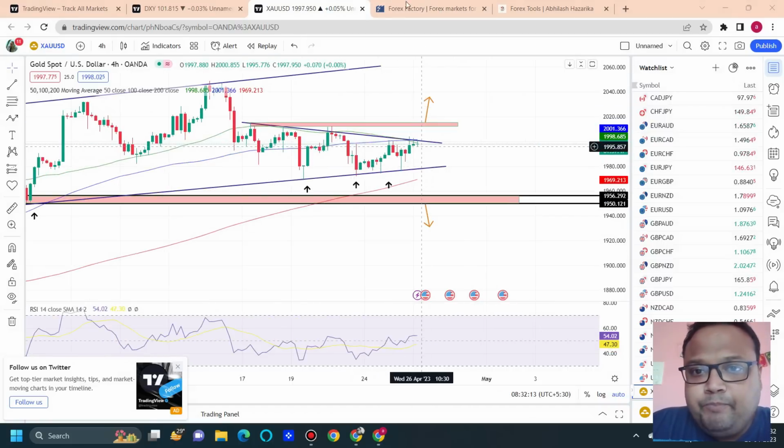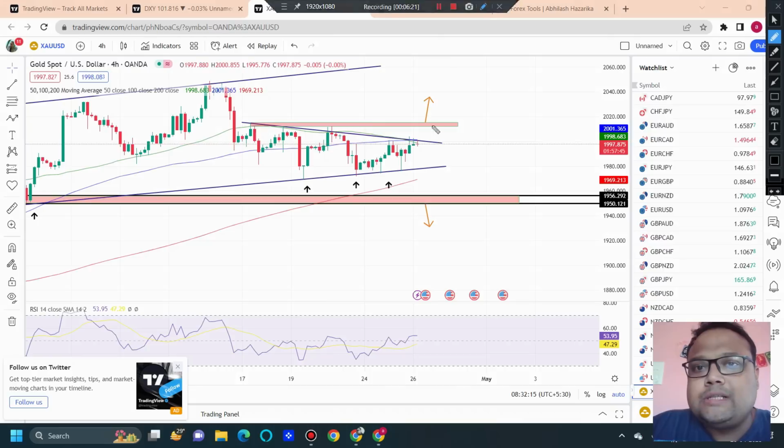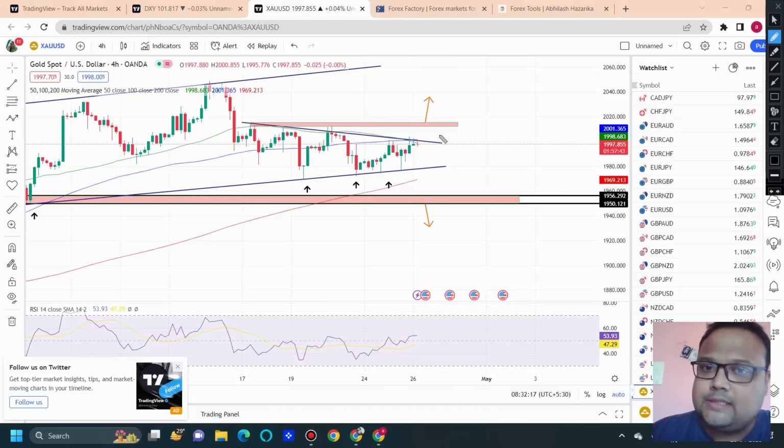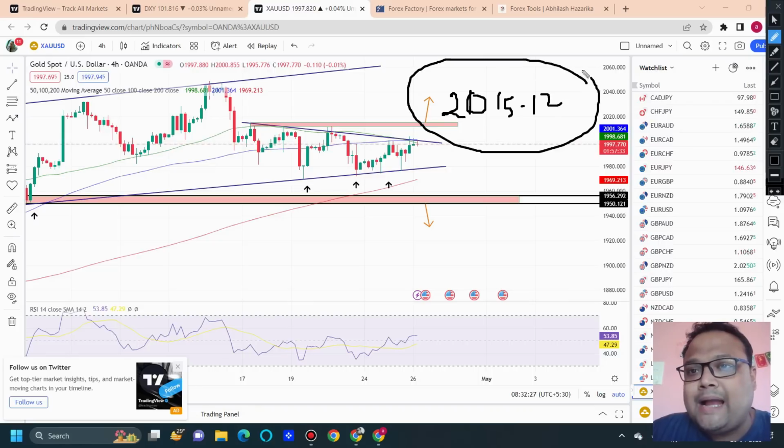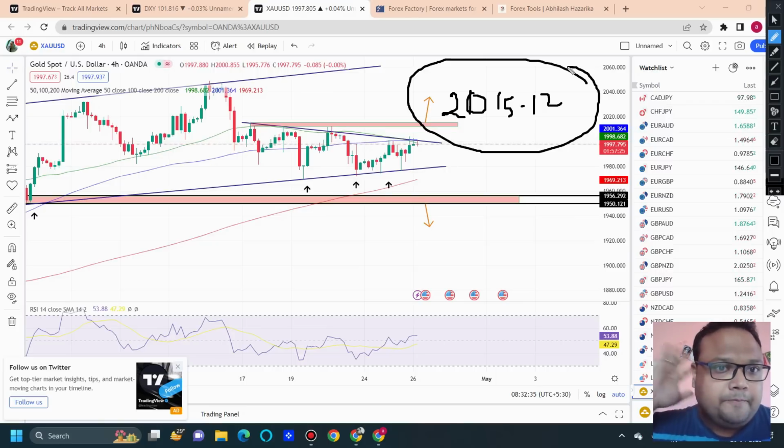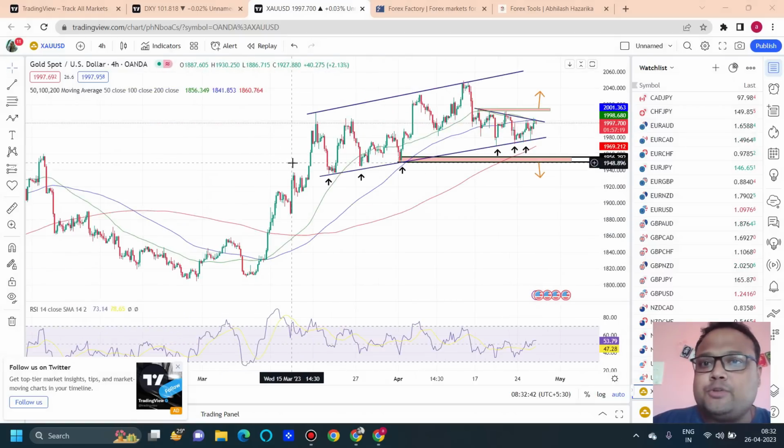On the other hand, if the breakout comes towards the upside, yes, the volatility of the market will obviously play a big role. We have resistance around 2015 to 2012. This is a minor resistance on the chart of gold. Usually after a breakout, this type of resistance does not work. And overall the market is in an uptrend. We should not forget that the major structure of the market is still very much bullish.